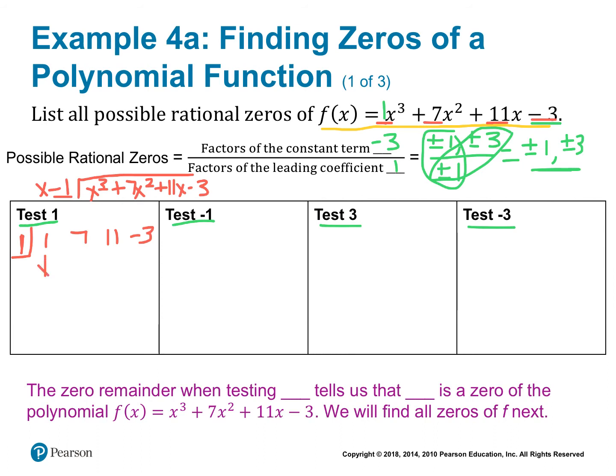So I bring down the 1. 1 times 1 is 1. And I have to add this row. Then I do 1 times 8, which is 8. Add this row to get 19. Then I take 1 times 19 to get 19, and I get 16 as my remainder. So we know this one does not work. Let's go ahead and try -1.